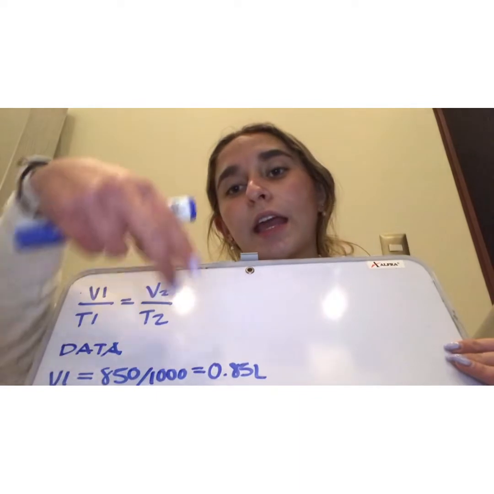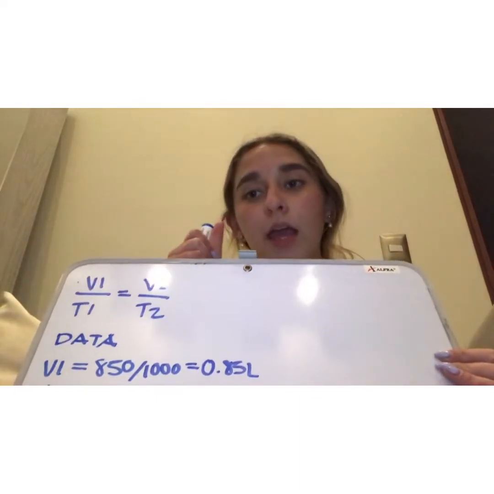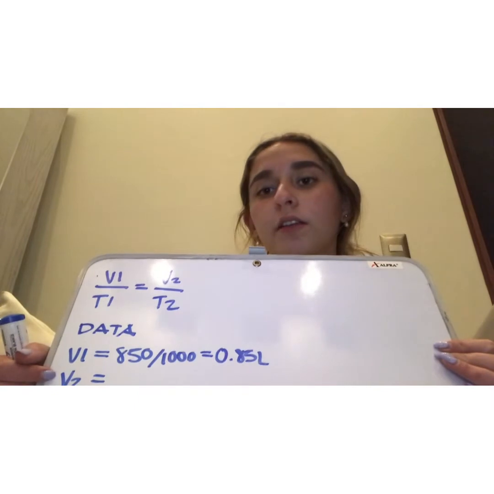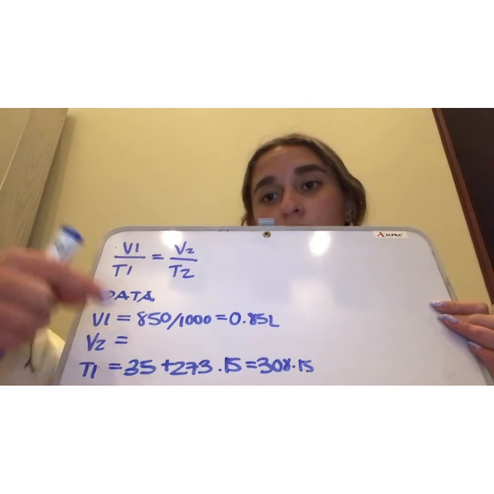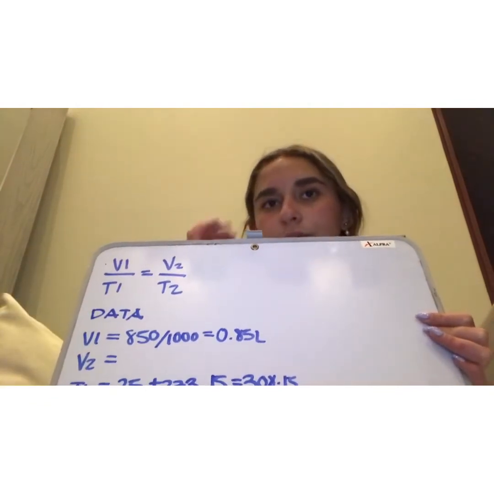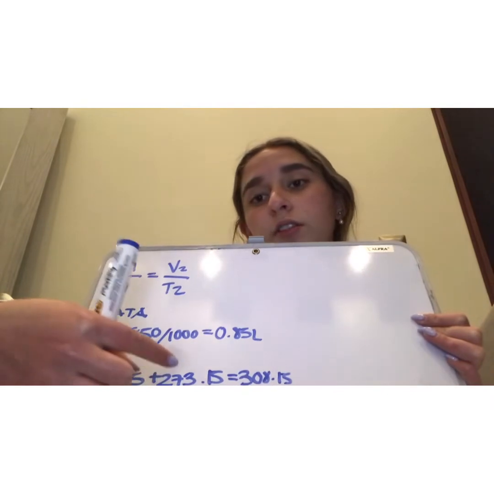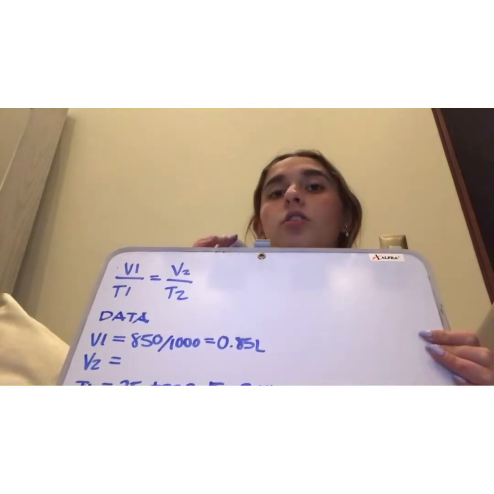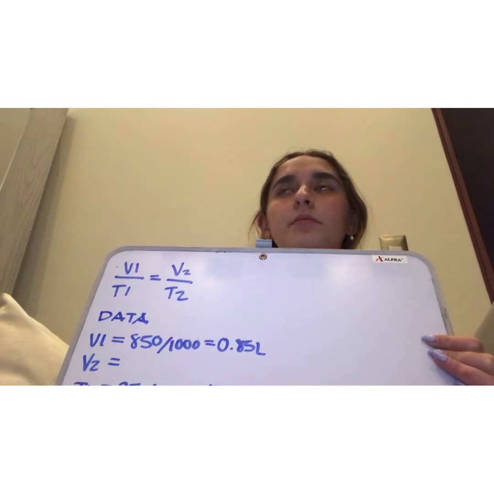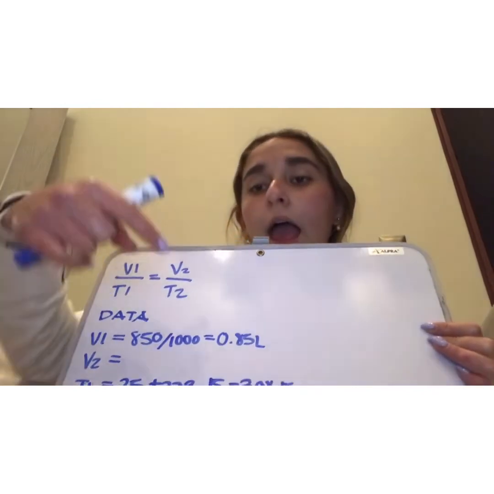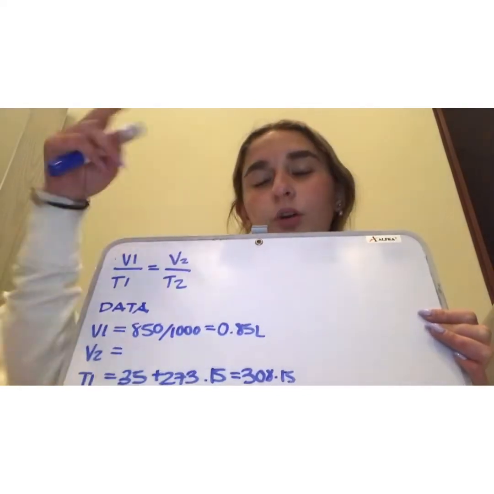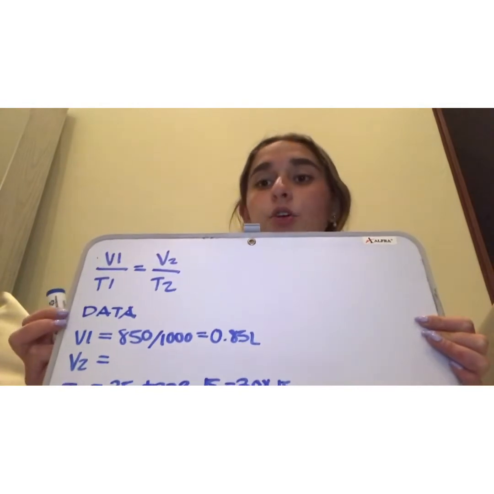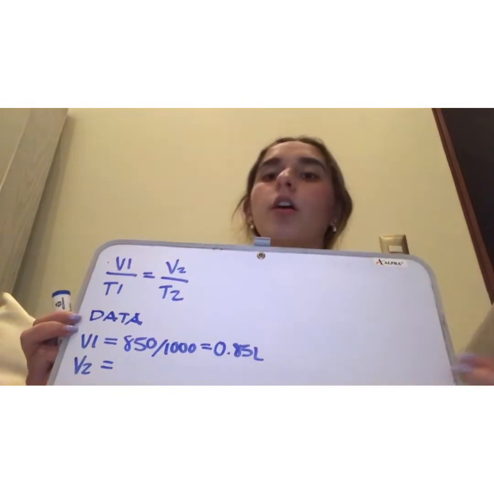Okay, and here is our result: we have 0.85 liters, so we have our volume correct. Then we have volume 2, that is the volume that we're searching for. Then we have our temperature 1, that is about 35 degrees Celsius, plus 273.15 because that's how we pass to Kelvin, and that is equal to 308.15. Okay, so now here's the complicated or tricky part of this problem.